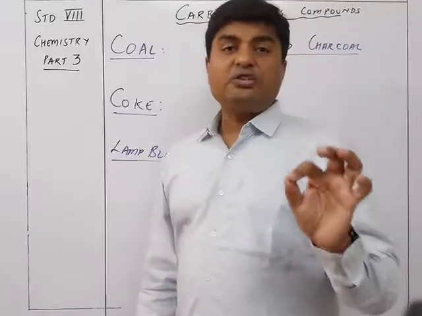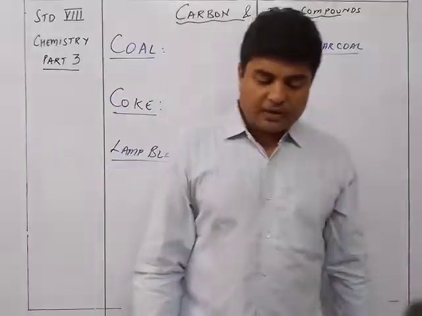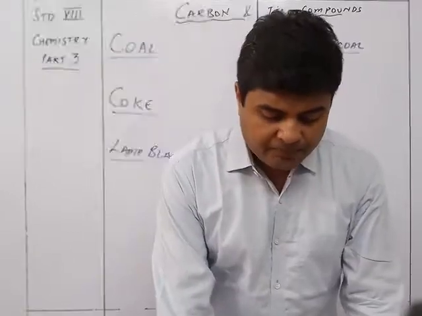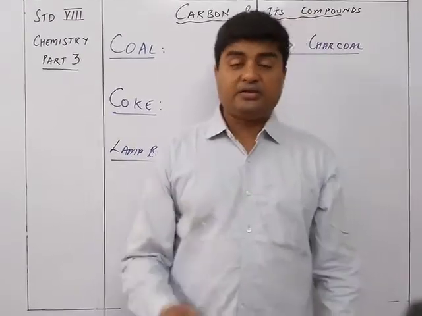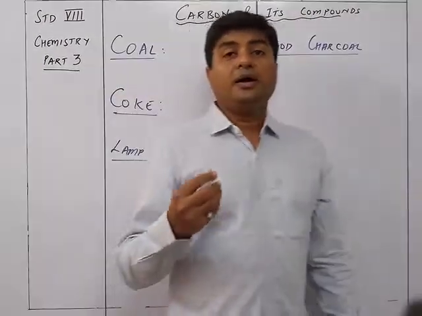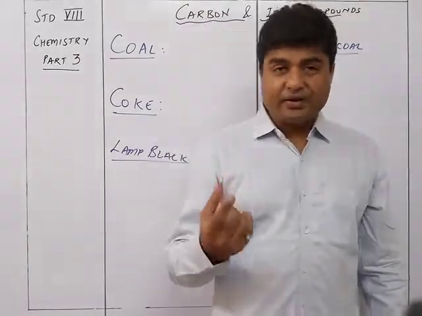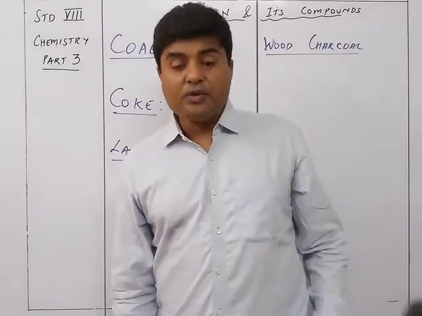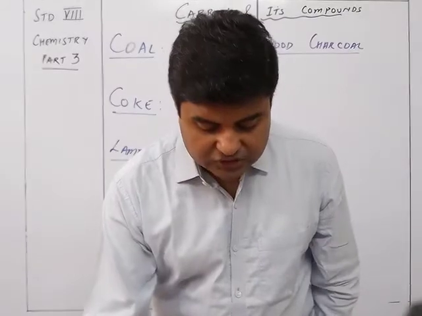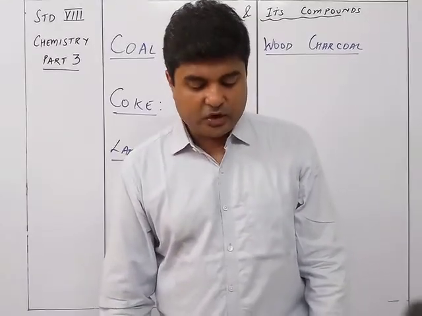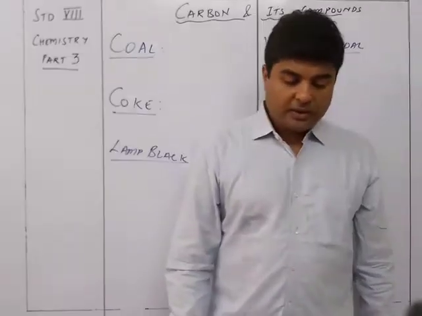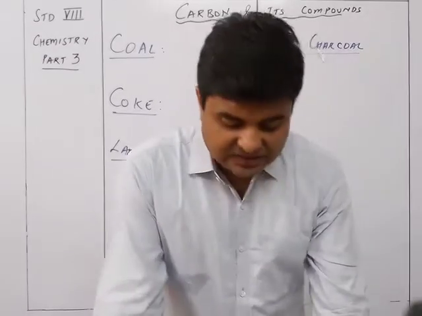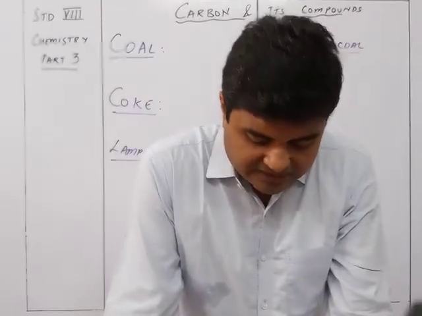So reducing agent. Even in this particular thing, we can see that the affinity for oxygen is there, which makes it a reducing agent. So wood charcoal reduces heated metallic oxides to the respective metals. So ZnO plus C will give you Zn plus CO. Fe2O3 plus 3C will give you 2Fe plus 3CO.